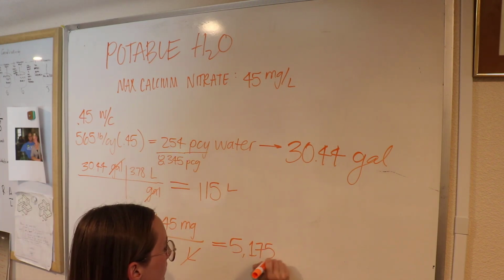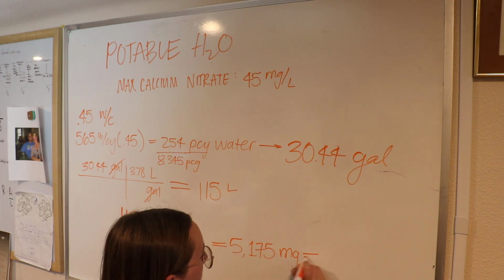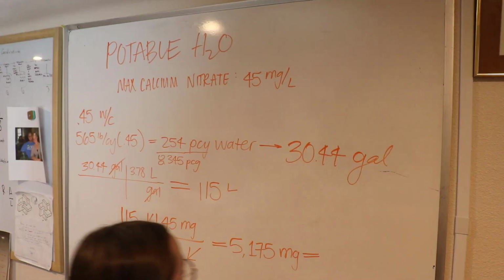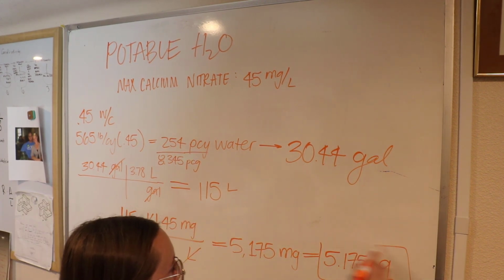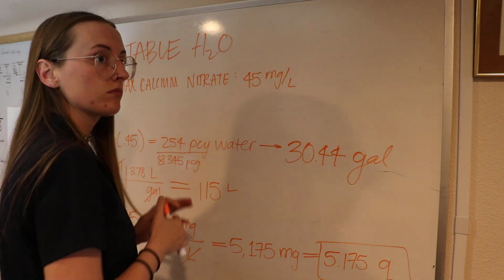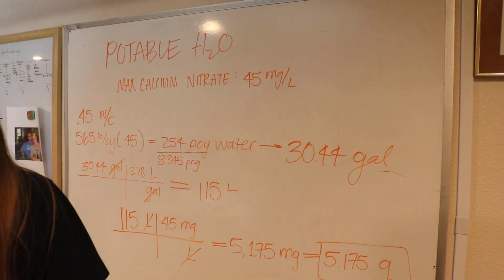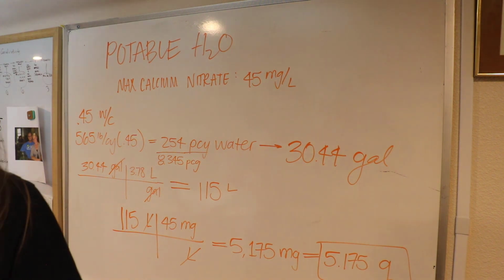We're left with 5,175 milligrams. Now, we were dealing with grams before, so we've got to divide that by 1,000. So for that 45 milligrams per liter in our liters of water, we don't have the 640 grams of calcium nitrate. We actually have just a little bit over 5 grams of calcium nitrate. So to answer your question, Thomas, no, I don't think you're going to see an impact from the calcium nitrate from potable water.